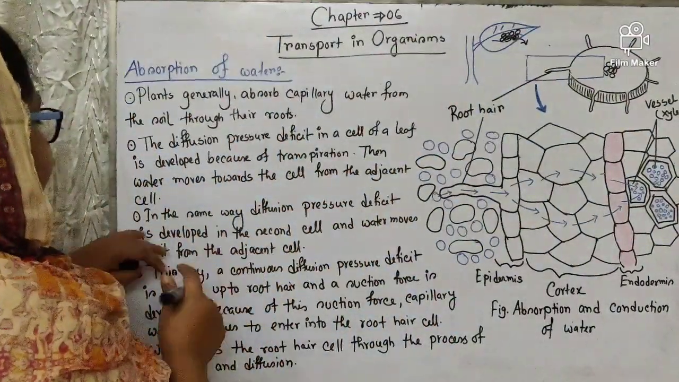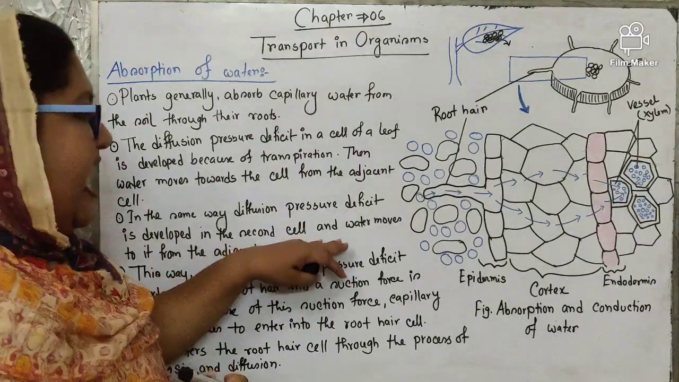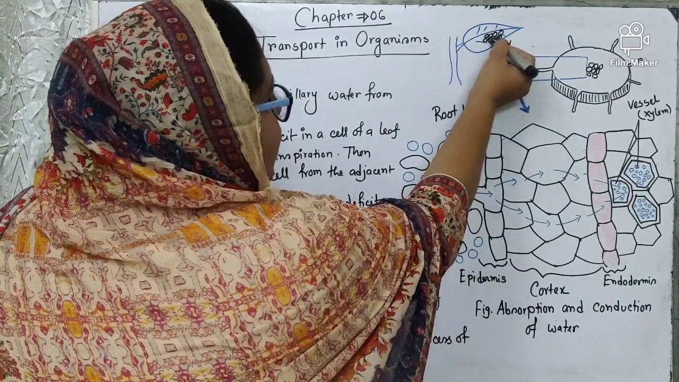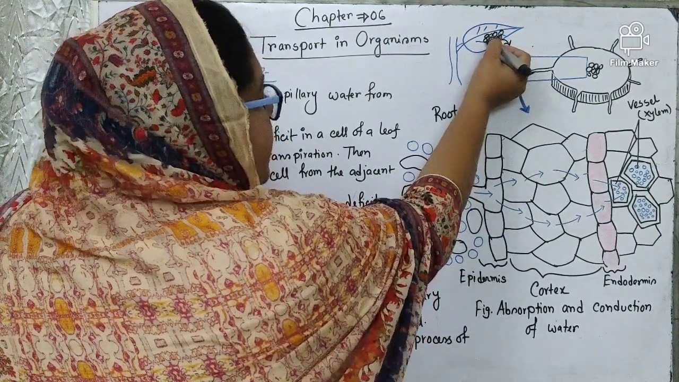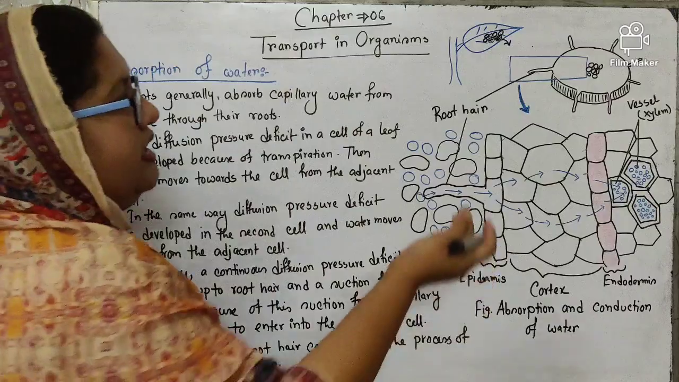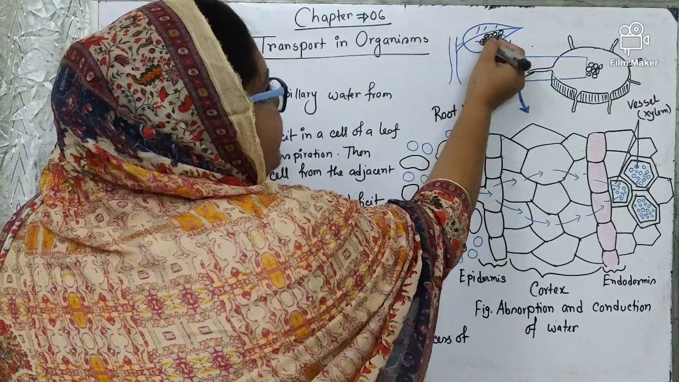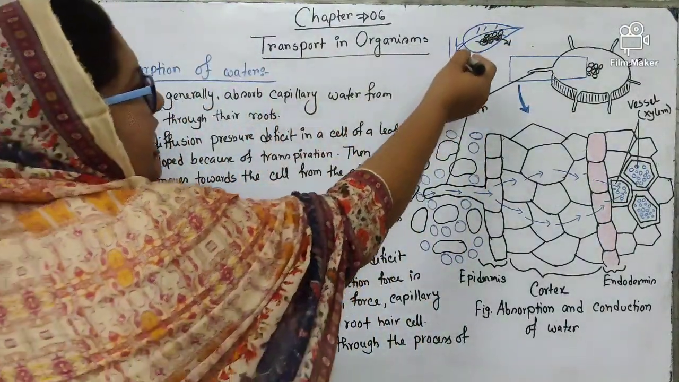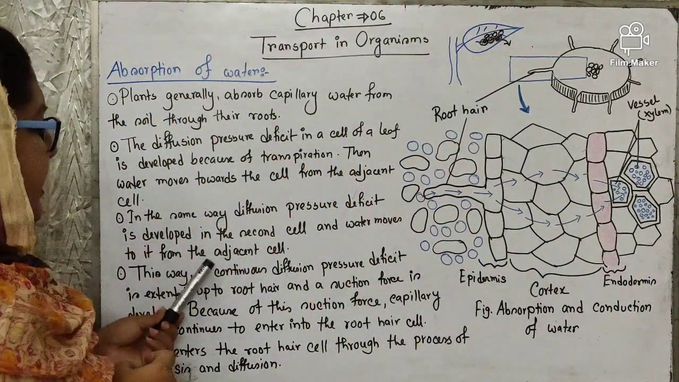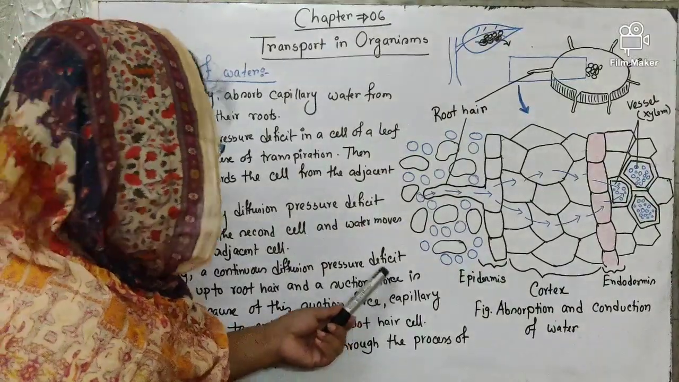After that, in the same way, diffusion pressure deficit is developed in the second cell, and water moves to it from the adjacent cell. When water is absorbed from the second cell, diffusion pressure deficit will also develop in this cell. Then the second cell will also absorb water from the next adjacent cell. Thus suction force is developed. In this way, a continuous diffusion pressure deficit is extended up to the root hair, and a suction force is developed.